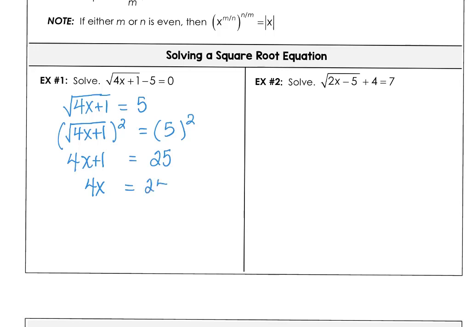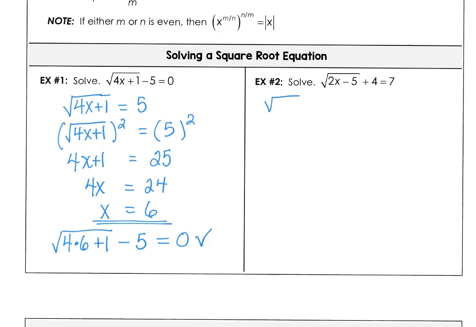Next, we're going to solve for the variable x. So 4x is 24 when x is 6. And you want to check that in the original equation to make sure that 4 times 6, that's 24 plus 1. So the square root of 25, which is 5, minus 5 is definitely equal to 0, and that does check. You might want to turn off the video and try example 2 on your own.